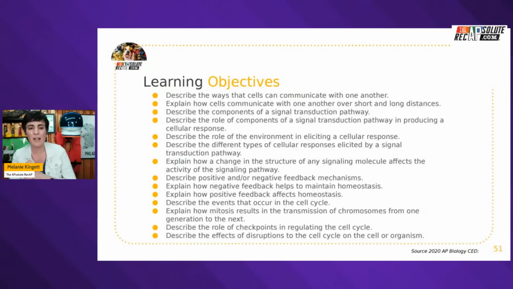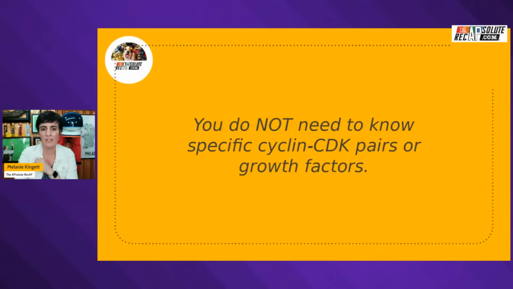All right, learning objectives, again, they're on your study guide. Grab it in the chat if you haven't. Here's what you don't need to know. You don't need to know any specific cyclin CDK pairs or growth factors. So even within the cell cycle and within diagrams, they're going to be labeled for you, but you don't have to know them specifically.